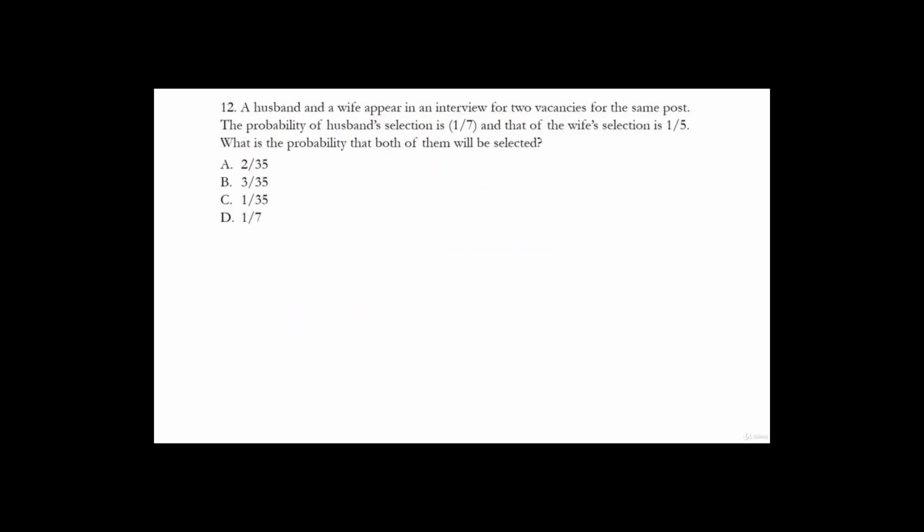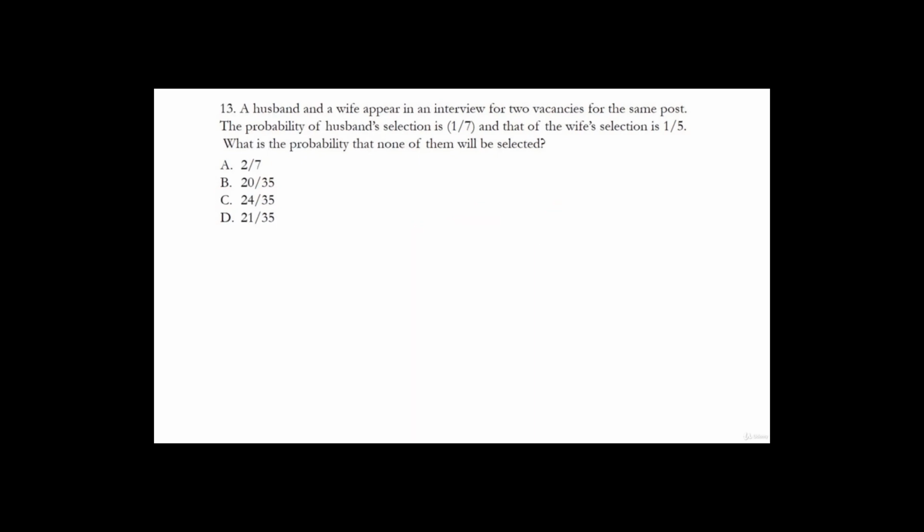A husband and a wife appear in an interview for 2 vacancies for the same post. The probability of husband's selection is 1 by 7, and for the wife it is 1 by 5. What is the probability that both of them will be selected? Now, both of them are getting selected, so 1 by 7 into 1 by 5, which is 1 by 35. So option C is the right answer.